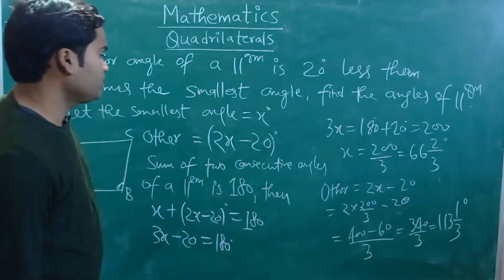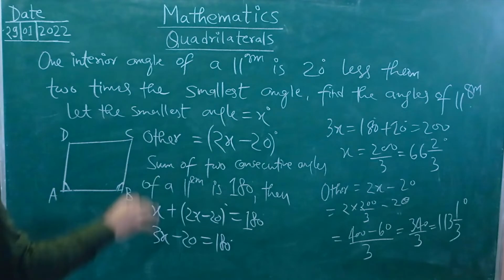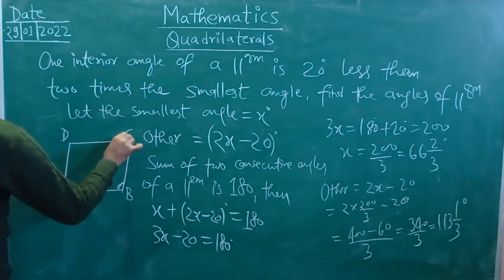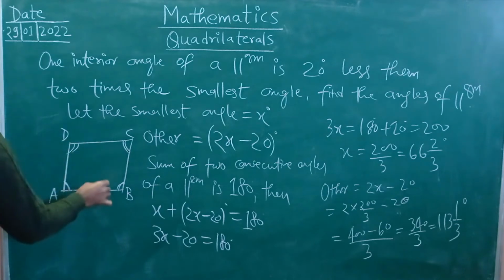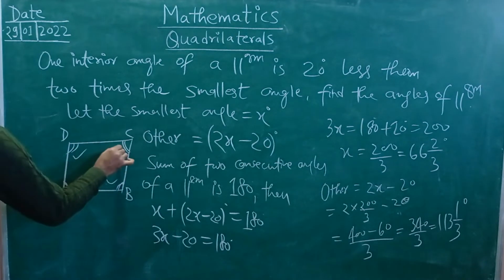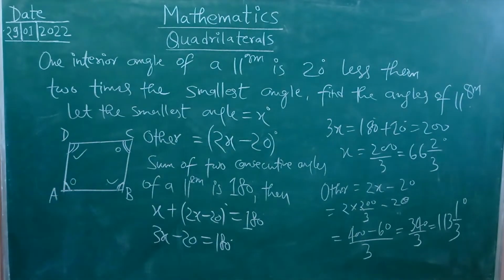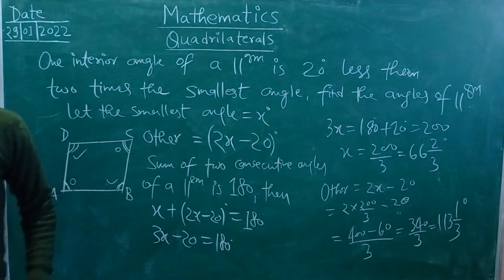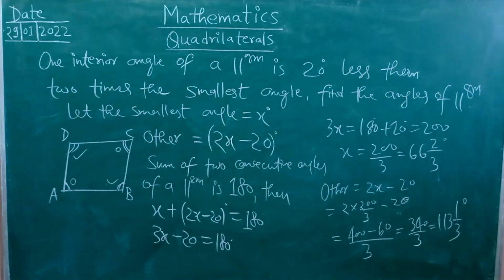The other two angles will also be 66 complete 2 upon 3 and 113 complete 1 upon 3, because opposite angles are equal in case of a parallelogram. Angle B is equal to angle D and angle C is equal to angle A. Completed. You can also write it by reversing the video.